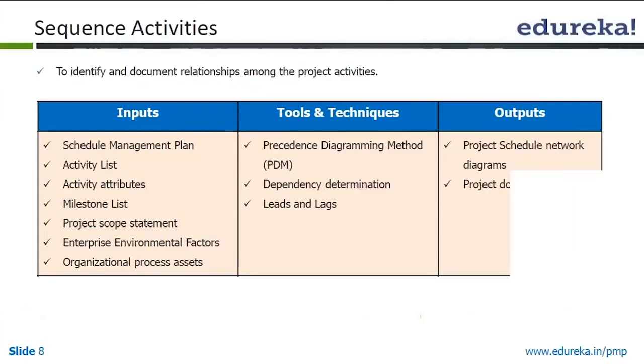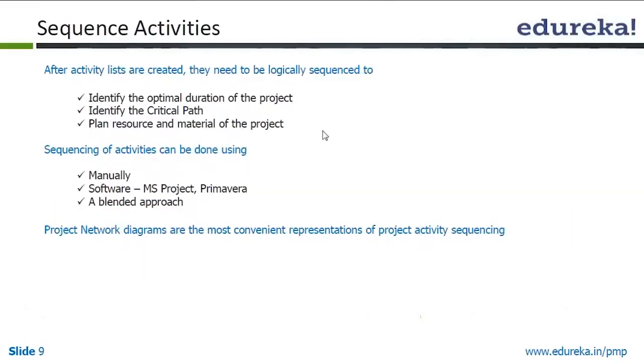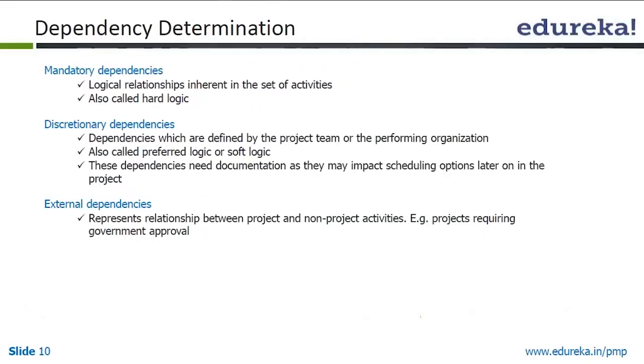Once we sequence the activities, after the activity list is created, they need to be logically sequenced to identify the optimal duration of the project, identify the critical path and plan resources and material of the project. Sequencing of activities can be done manually, with software, or with a blended approach. And we talked about multiple types of dependencies: mandatory dependency, discretionary dependency and external dependency.